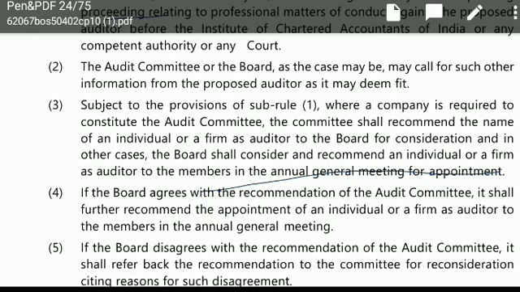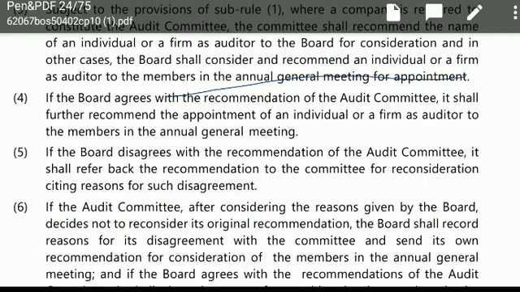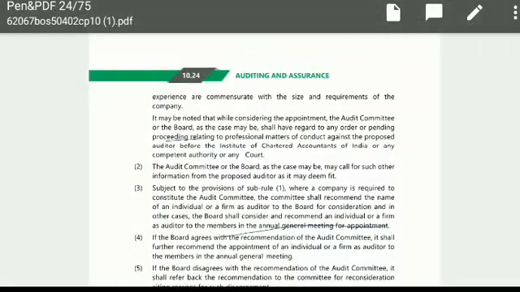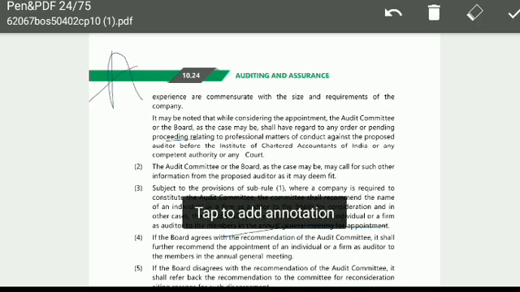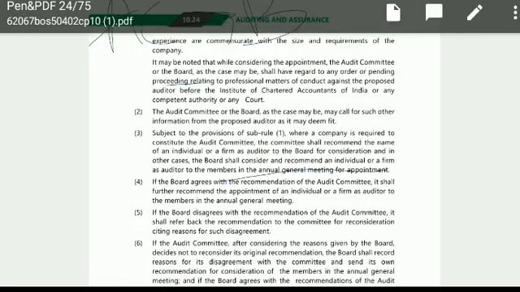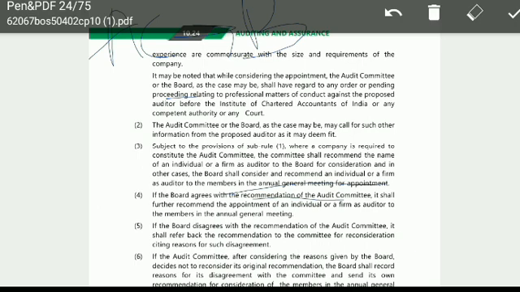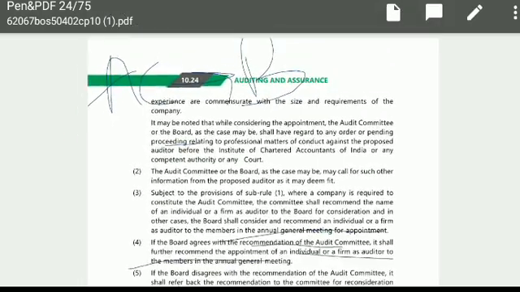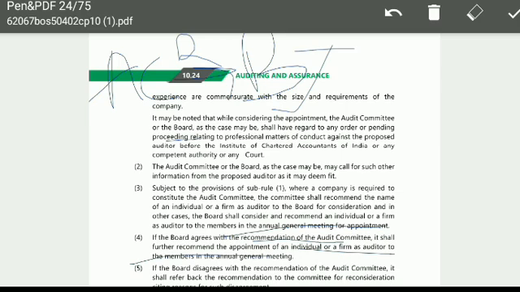I've already told you that whenever there is an audit committee, the first power will go to the audit committee, and if there is no audit committee, the board shall recommend to the members in the AGM. Now we are talking about where there is an audit committee. Audit committee has sent their recommendation to the board. Now, if the board agrees with the recommendation of audit committee, it shall further recommend the appointment of an individual or firm as an auditor to members in the AGM. So the board sends the recommendation further to the members in the AGM, and out of that recommendation only an individual or an audit firm is appointed as the auditor of that particular company.